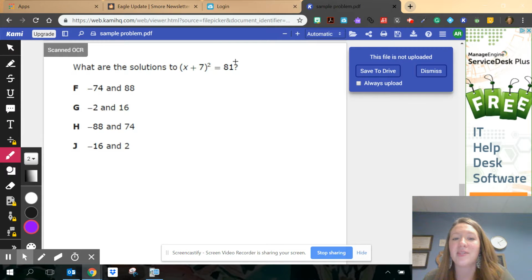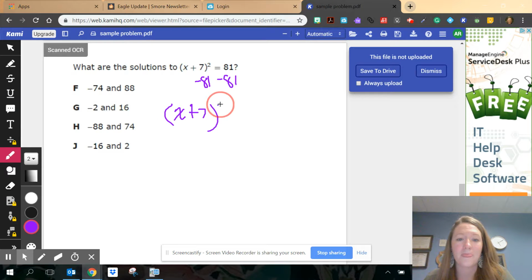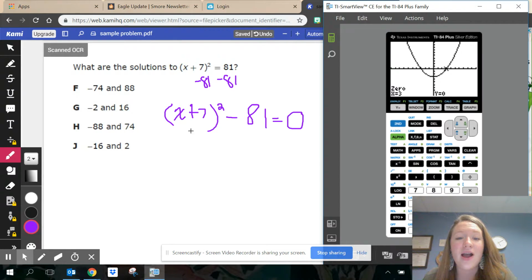Okay, now if I want this to be equal to 0, how do I get it to equal 0? I have to get rid of this positive 81. I can do that by just subtracting 81 on this side, and then I subtract 81 on this side. So then my new equation looks like (x + 7) in parentheses, squared, minus 81. Now my equation is equal to 0. I'm sorry, my handwriting looks really bad because I'm doing this on my computer. But now I can take this and plug it into my calculator.